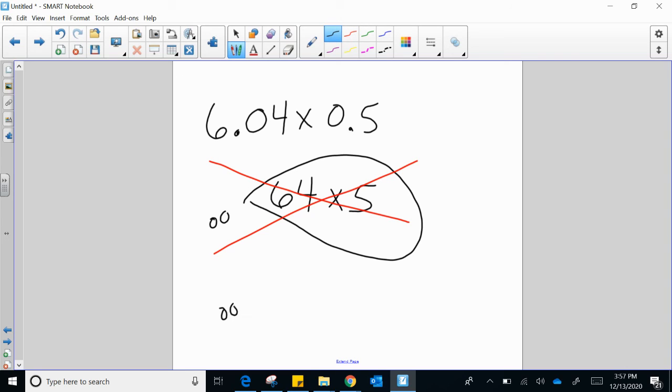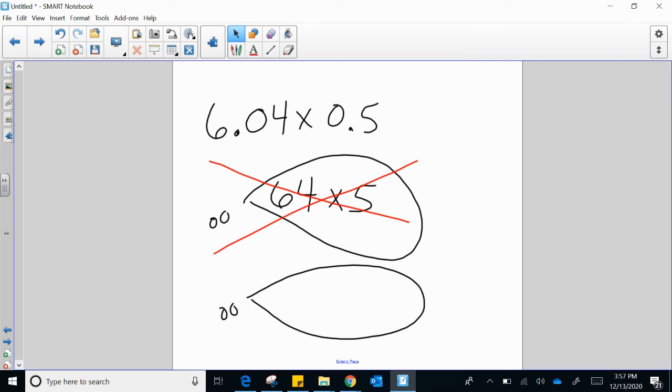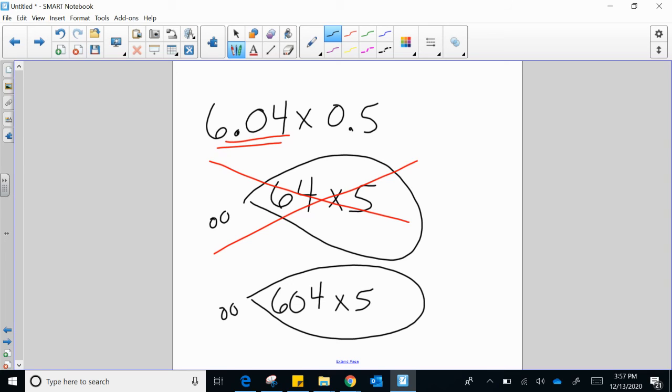If I just pull the decimal point out of this particular factor here, then that becomes 604, not 64. It becomes 604 times 5. So that's a common mistake I see too.